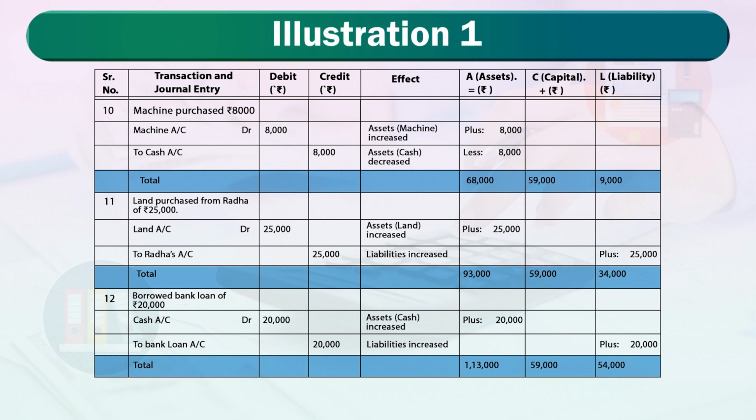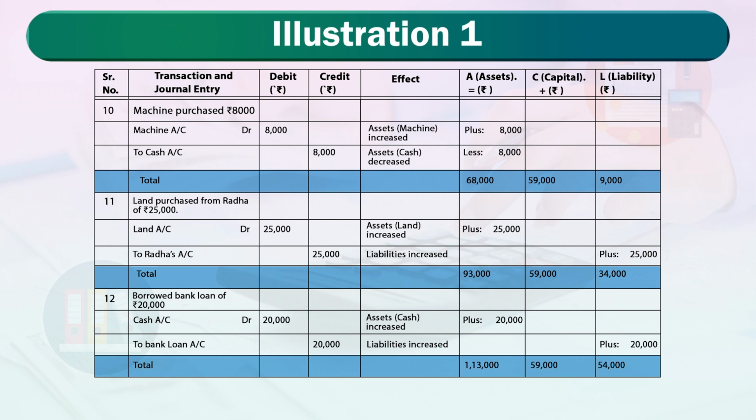So whatever comes in we have to debit. So land account gets debited by the amount of 25,000 and Radha's account gets credited by the amount of 25,000. As the name is mentioned, Radha, we have to assume that it is a credit transaction. So we have purchased land from Radha on credit, so liability towards Radha is created.